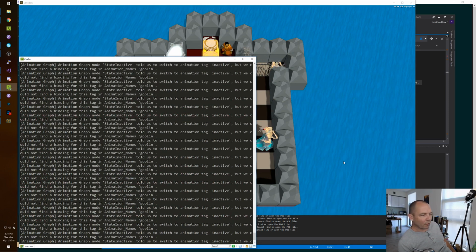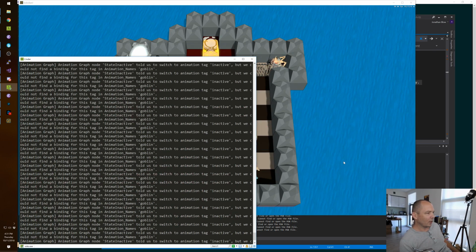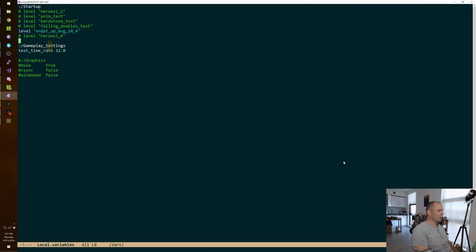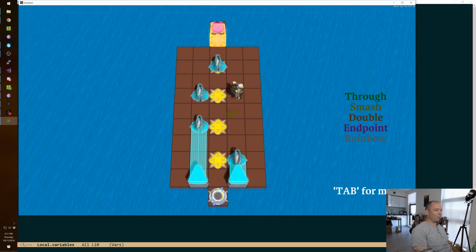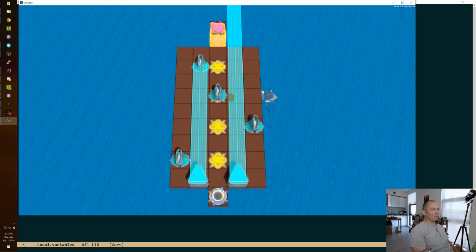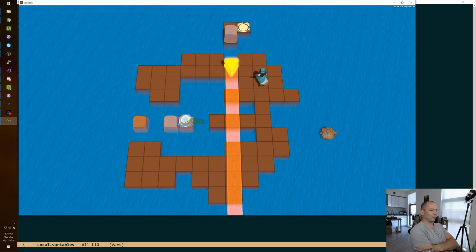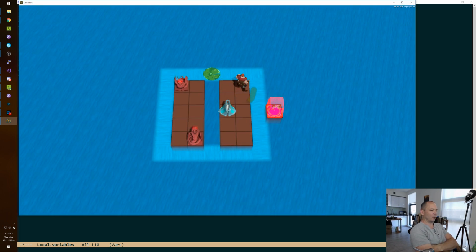Can I run it even faster? Maybe. Let's try like 50. At some point it doesn't help that much. When we play back timed levels, I think there's some waiting that maybe isn't totally necessary.